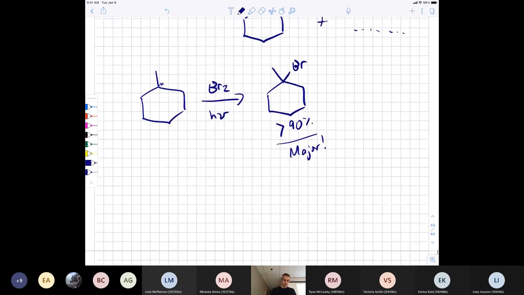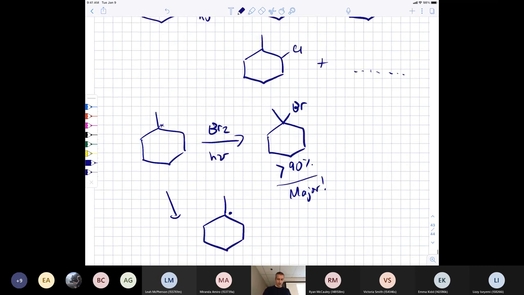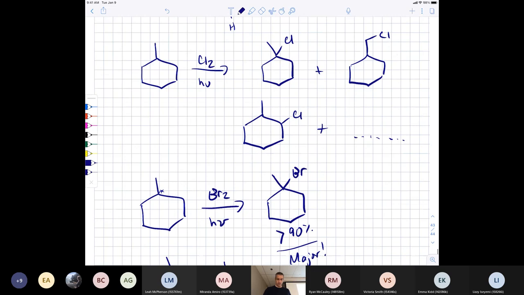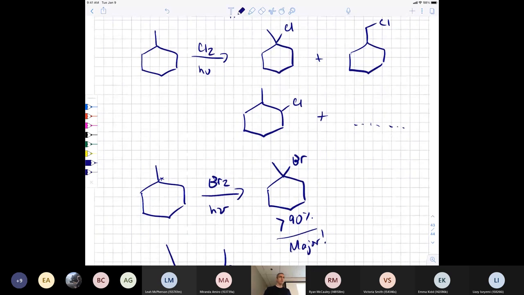And the mechanism goes via this radical, which is the most stable possible radical you can get from this molecule by removing a hydrogen atom. And it's because this is a stable radical that this gives you that as a major product. And you might say, well, it's the same radical for chlorine. Why doesn't chlorine be selective? And the reason is just that chlorine radicals are much less stable than bromine radicals.